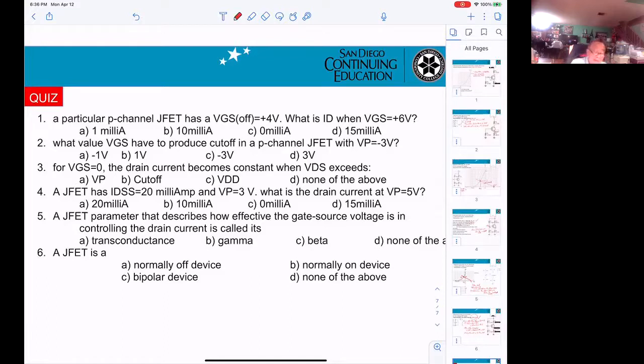Now my question is, what is ID at VGS off? What does ID equal? 0. Now they give VGS equal 6 volts. That means more than VGS off. The answer will be C. 0.